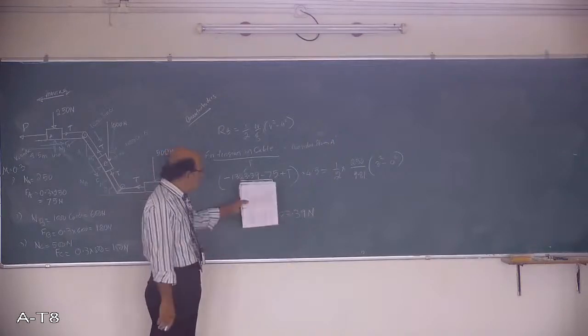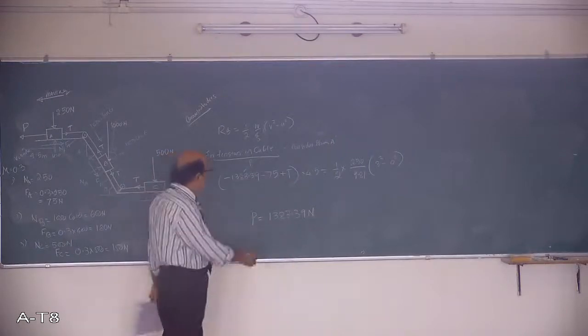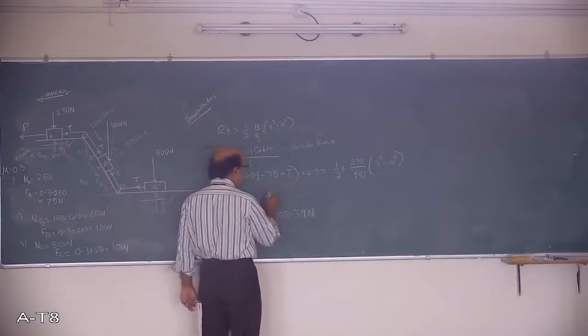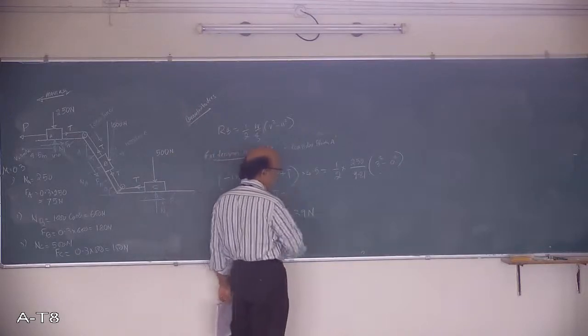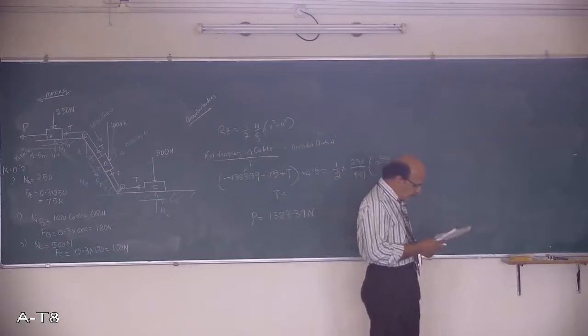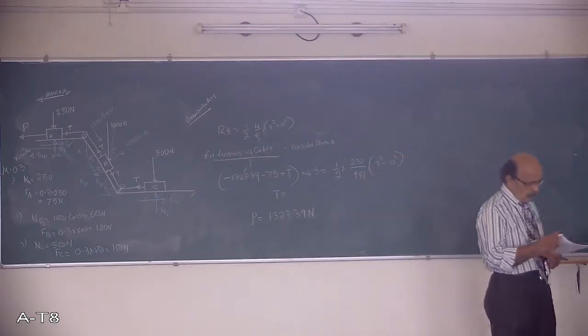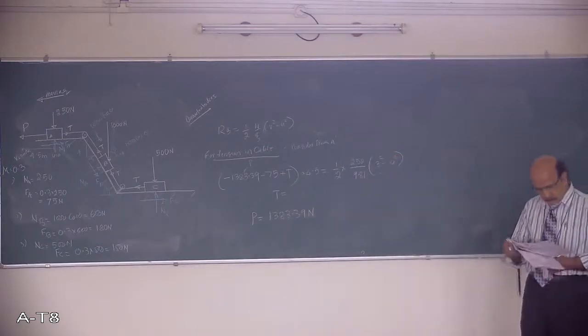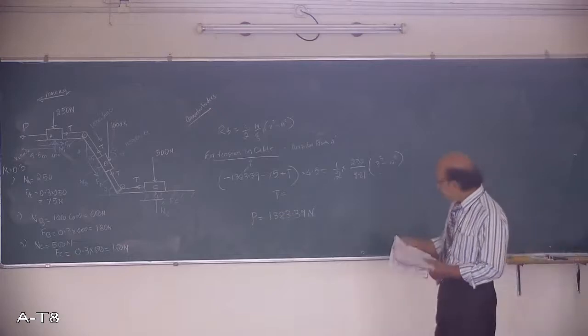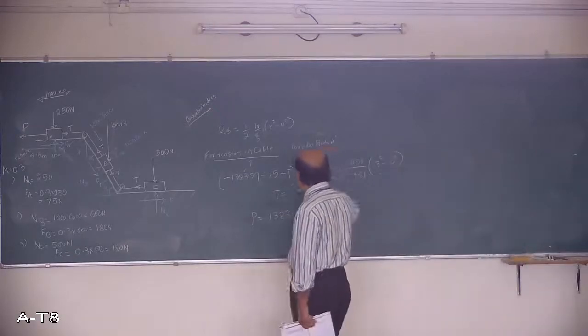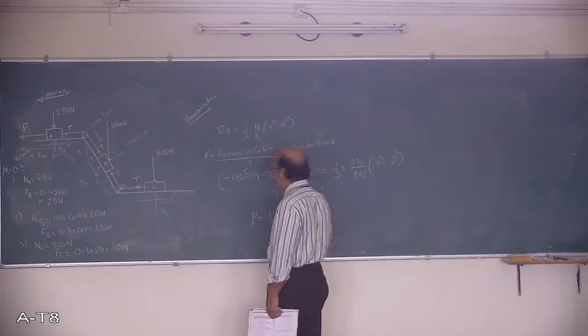Earlier, P and T both were unknown. So now P I know from this one. Only T I have to determine. You can determine T from this equation. I think I have worked it out here. I'll see it. Okay. Solve this equation. You'll get the answer for T from this.